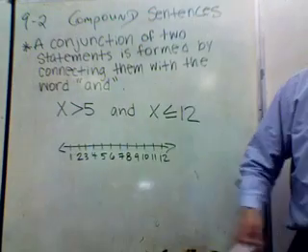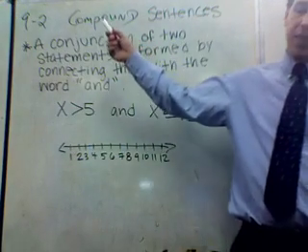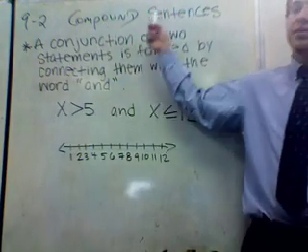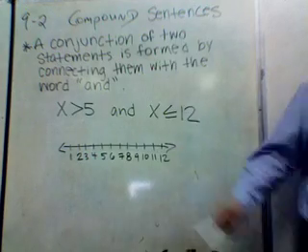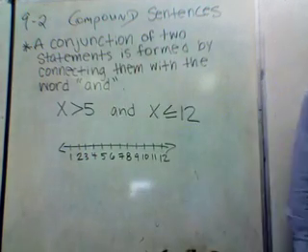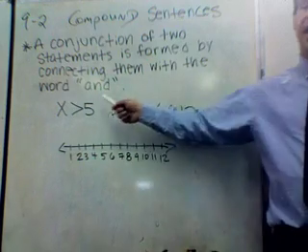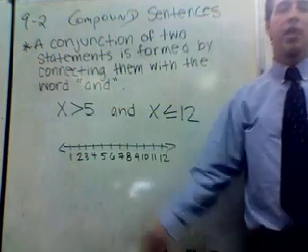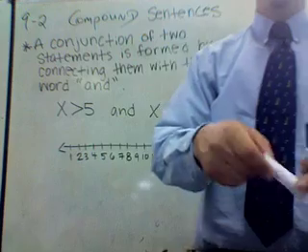Now, we're on section 9.2 in the textbook. It's page 405. Compound sentences. Compound sentences are also known as conjunctions of two statements, and they're formed by connecting them with the word and. That's your key word. Do I have a red pen and a blue pen?